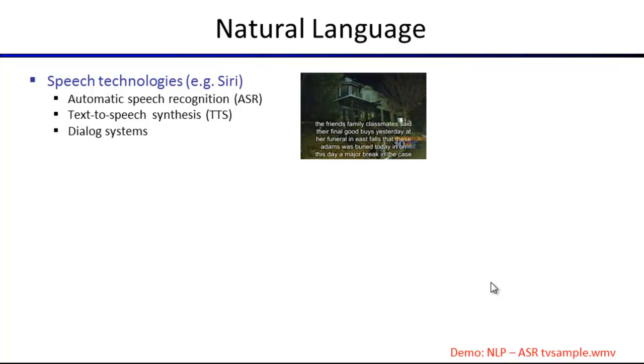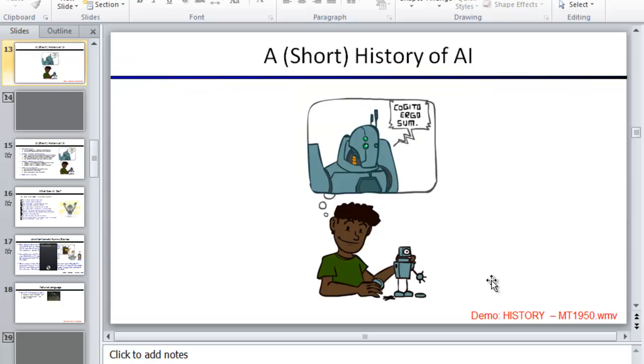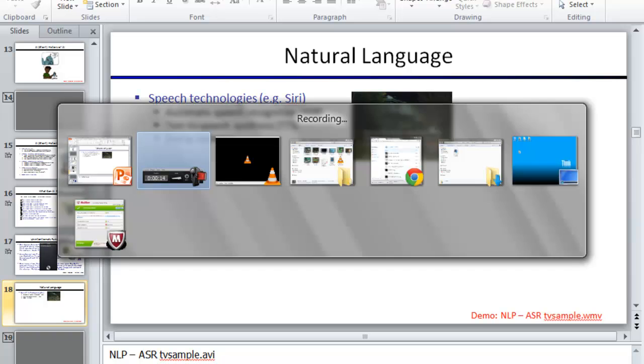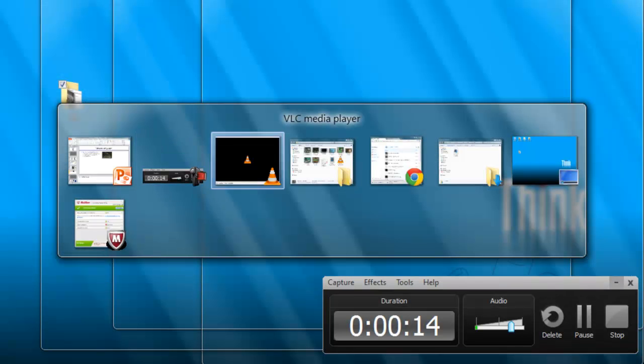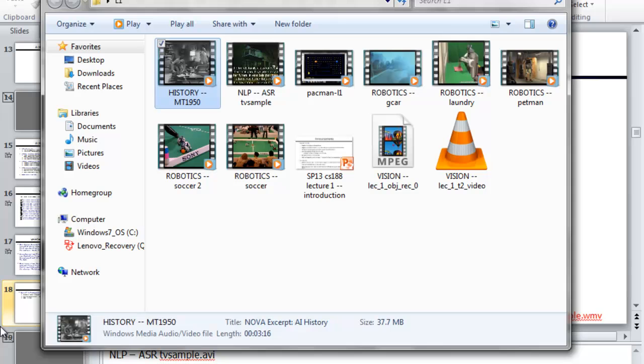Let's look at another natural language demo. What we'll look at here is automatic transcription, a captioning system for TV. The thing I want you to pay attention to is the mistakes the system makes. The system is not perfect, and try to see what the mistakes are and think about what's going on there.